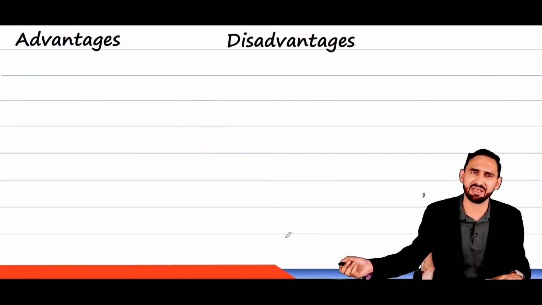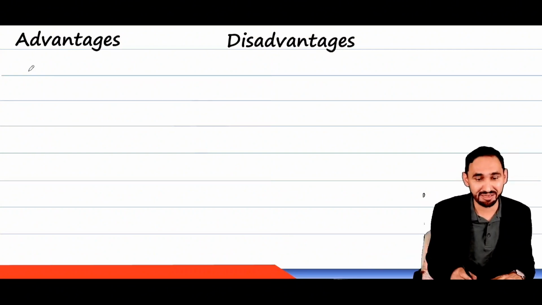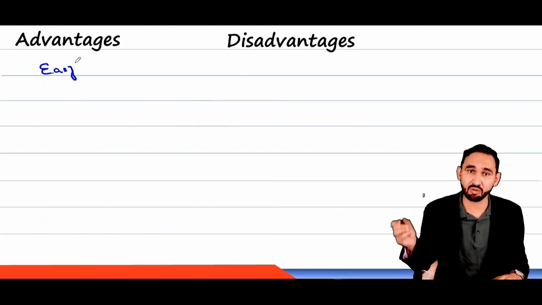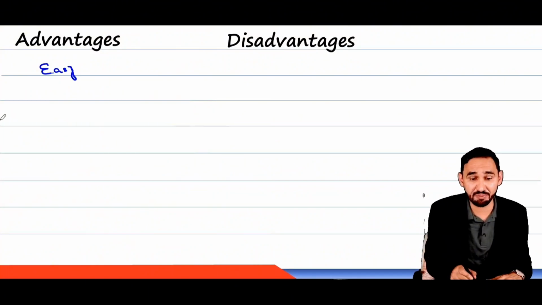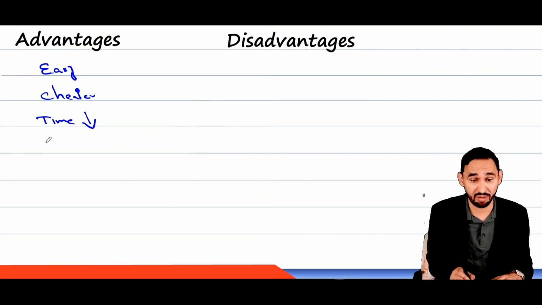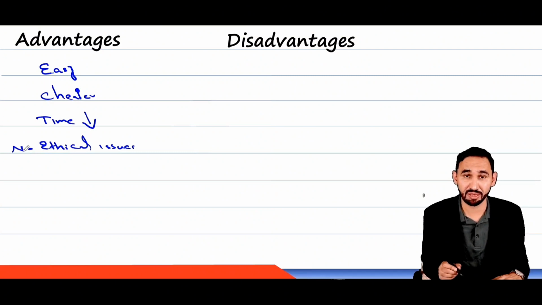Then there are various advantages and various disadvantages of case control study. What are the advantages? It is easy. It is easy to go back in the past and check the association of outcome and risk factor in a retrospective way. It is cheaper. Less money is required. It takes less time. These are advantages. There are no ethical issues because we are not doing any intervention.